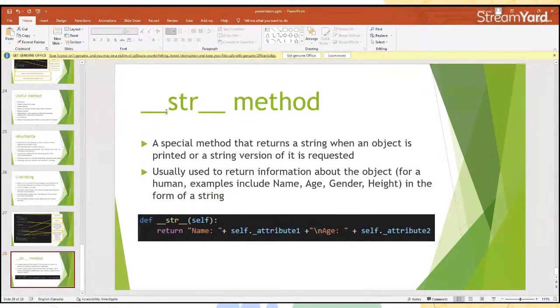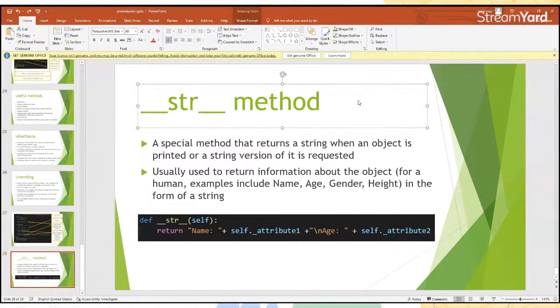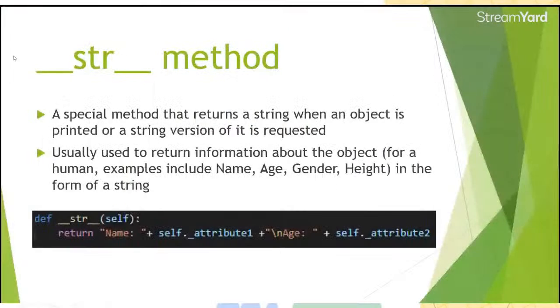And finally, we have an underscore string method. This is sort of like, if you're using another language, it converts the object to a string. It's a special method that returns a string when an object is printed or a string version of it is required. And what people usually use the str method for is when they want to return information about the object.